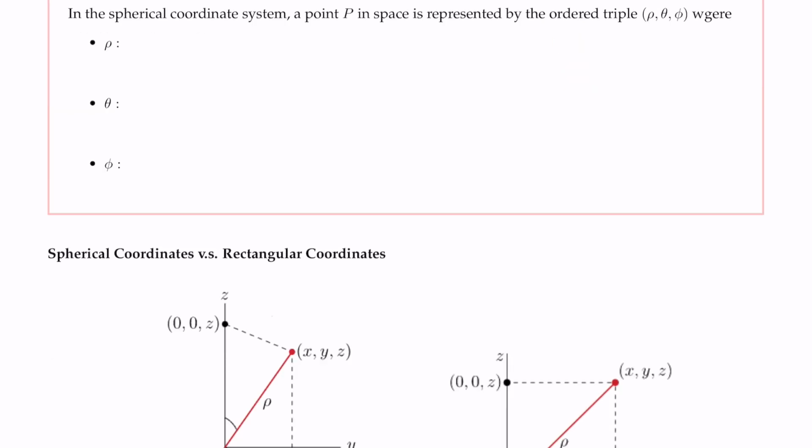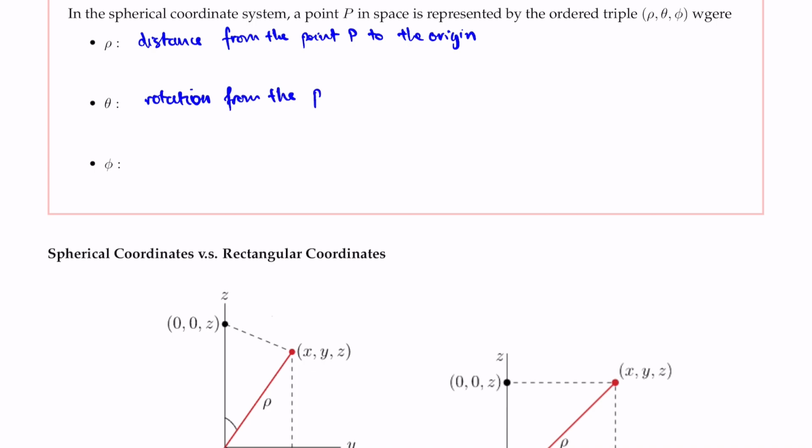Now the descriptions for each component in the ordered triple written in spherical coordinates are: rho is the distance from the point P to the origin. Theta is the rotation from the positive x-axis, and the bound for theta is between 0 and 2 pi. This theta is similar to the theta described in the polar coordinate system and cylindrical coordinate system.